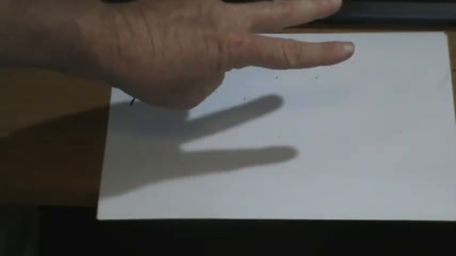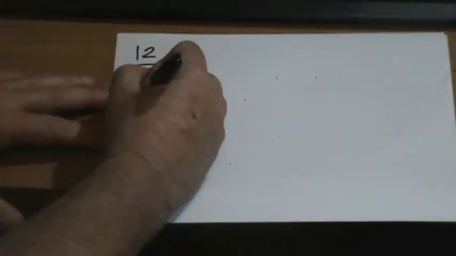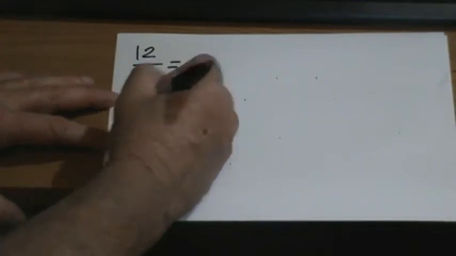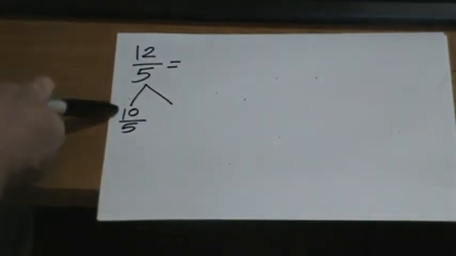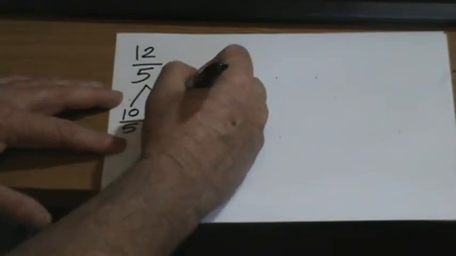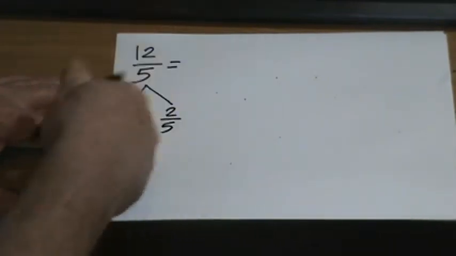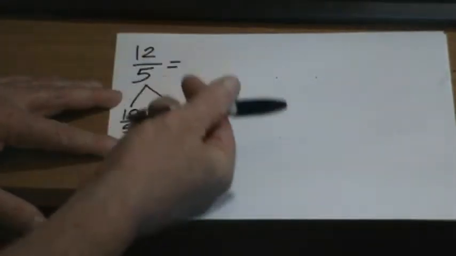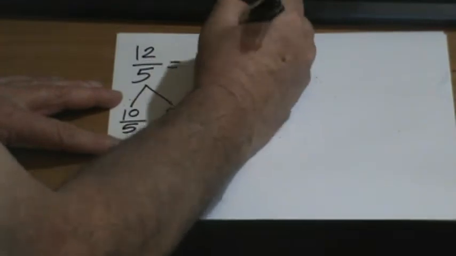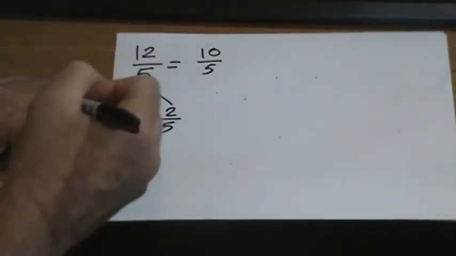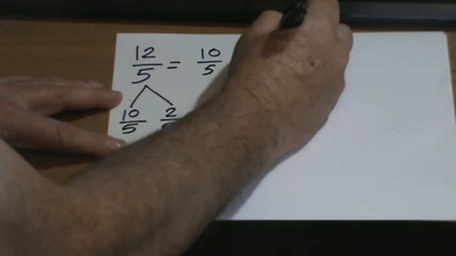5, 10. Okay, so it's 10 fifths, but we still have those 2 more to go, right? 10, 11, 12. So we're going to put 2/5 here. 10 fifths and 2 fifths. So what does this equal? It equals 10 fifths plus 2 fifths.